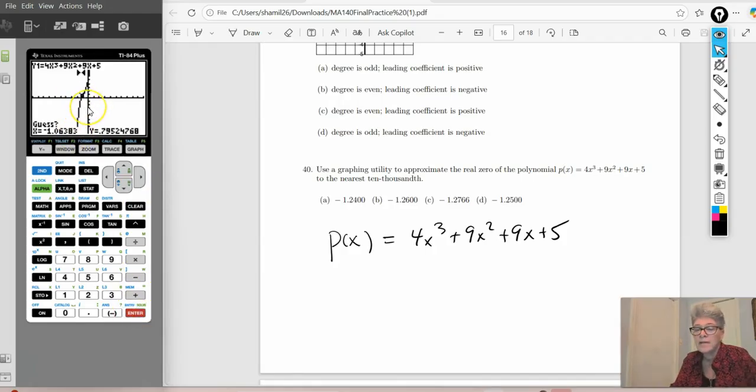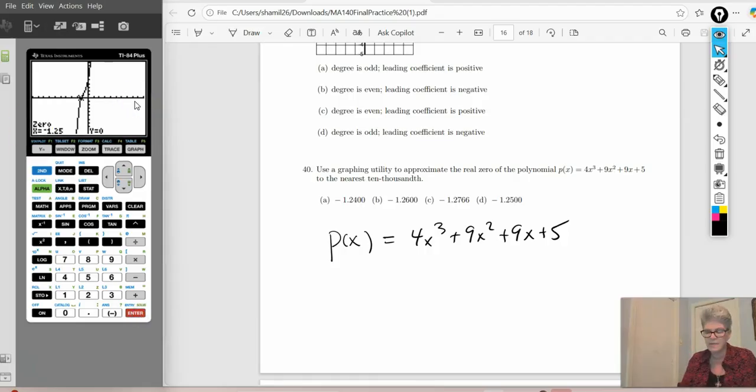Then it says, do you want to make a guess? And it depends on how sensitive the window is. If I move that to the left, that's a pretty good guess of where it actually is. If you don't want to, you can just press enter again without moving the flashing ball. But this one, I'm going to press enter. That's a pretty good guess for where it actually is.